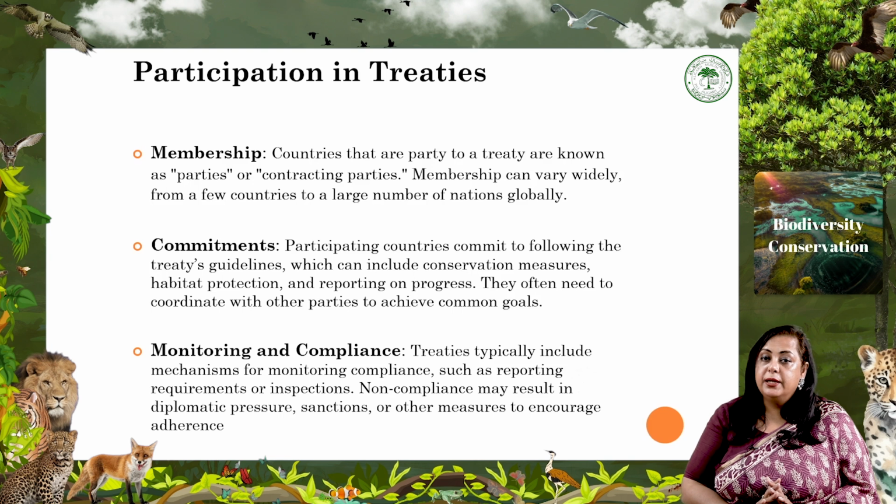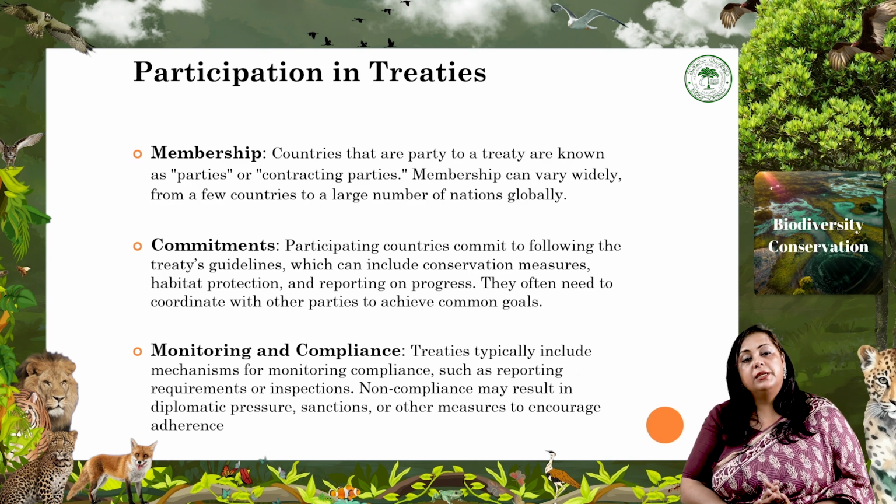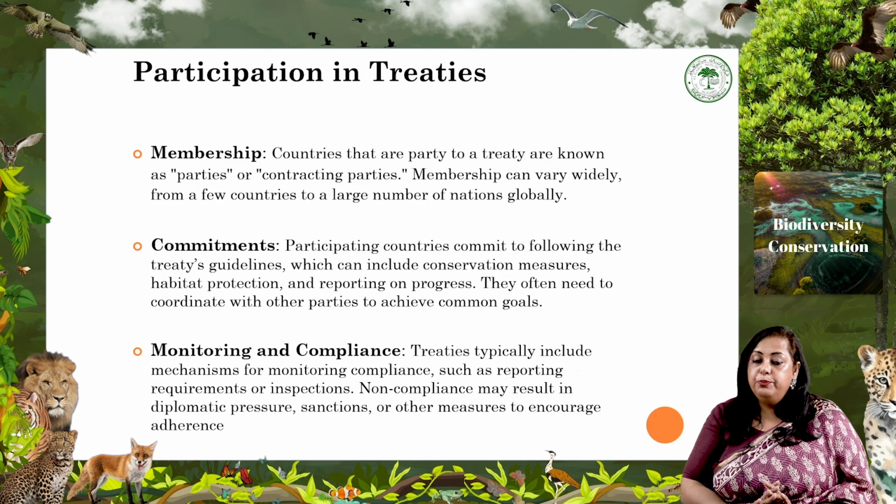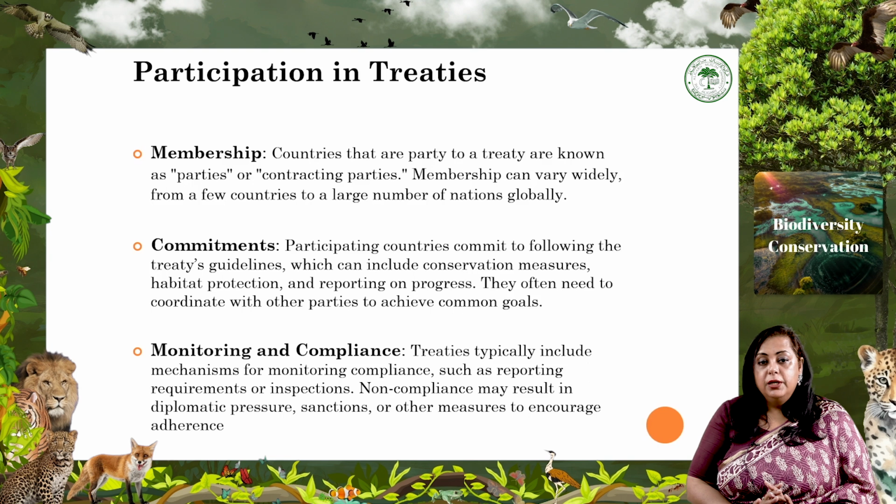How can we participate in a treaty? We were not there at the time of the signature. So to become part of the treaty, we have to follow some protocol. Participation in treaties is through membership. Countries that are party to a treaty are known as parties or contracting parties. Membership can vary widely, from a few countries to a large number of nations globally. You can always go for the membership of the treaty, and obtaining membership means you are a party of the convention.